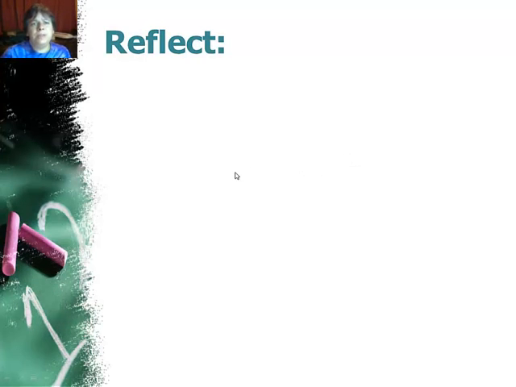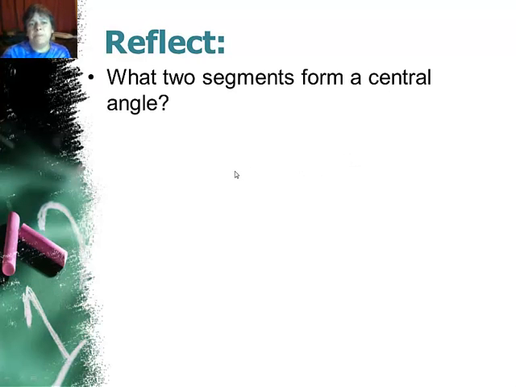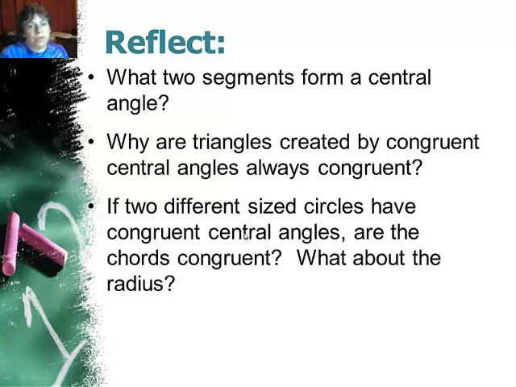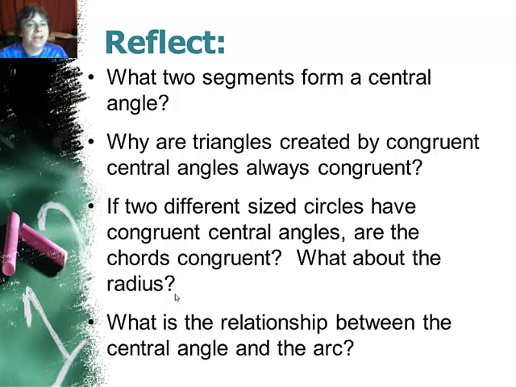So reflecting on this part of the notes, what two segments form a central angle? Hopefully you remember it's two radii. Why are triangles created by congruent central angles always congruent? So anytime I have two congruent angles coming from the center, we know that the triangles will be congruent. If two different size circles have congruent central angles, do you think the chords will be congruent? What about the radius? I'll let you think about that one and we can discuss in class.